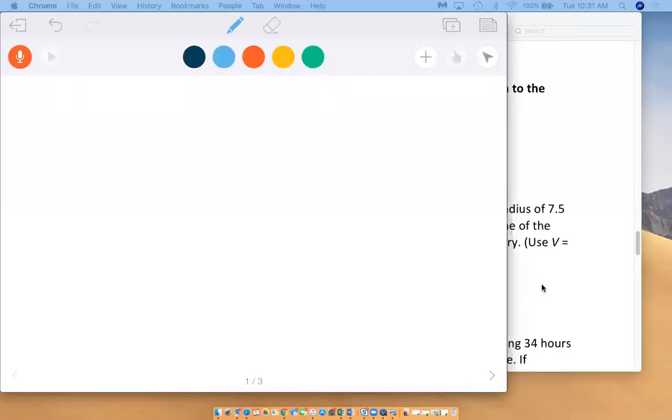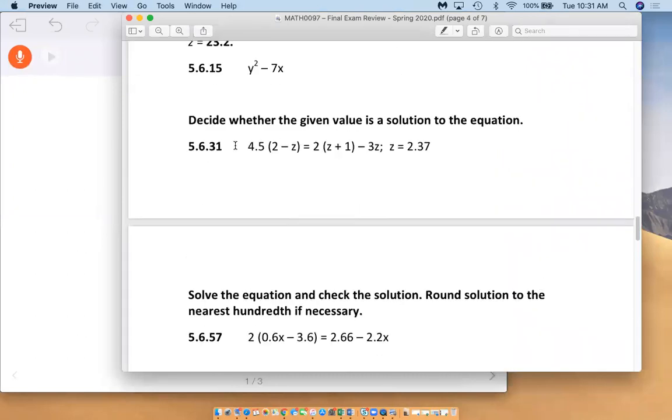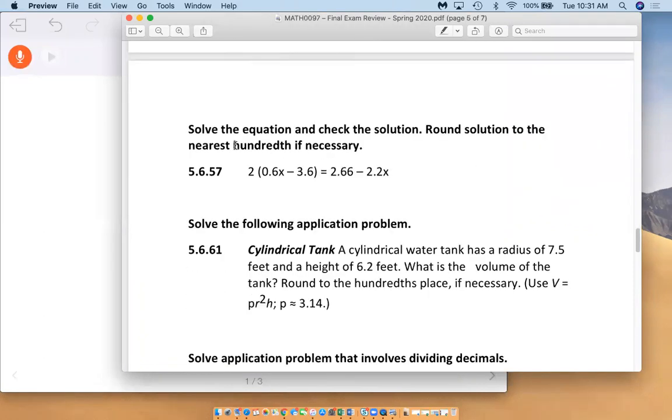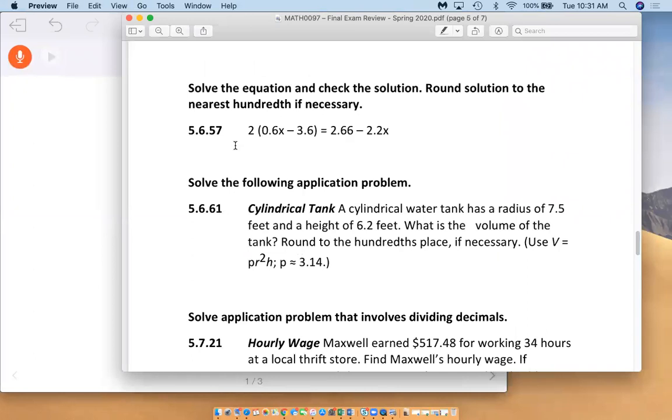All right. So we left off on Thursday with 5.6 number 31, and that was deciding whether or not the given value was a solution to the equation. Now we're going to look at 5.6 number 57, where we are actually solving for the equation. So here, let me go ahead and write this. 5.6, 57. All right, we have 2(0.6x minus 3.6) equals 2.66 minus 2.2x.